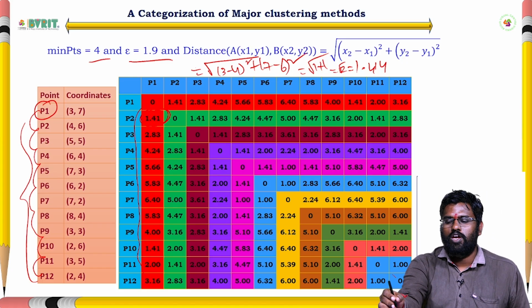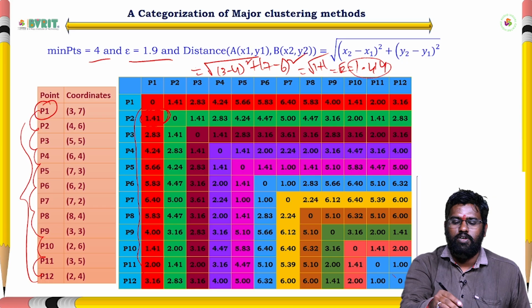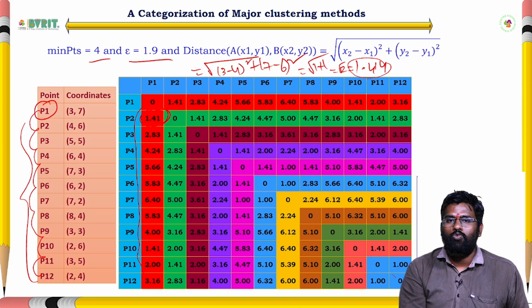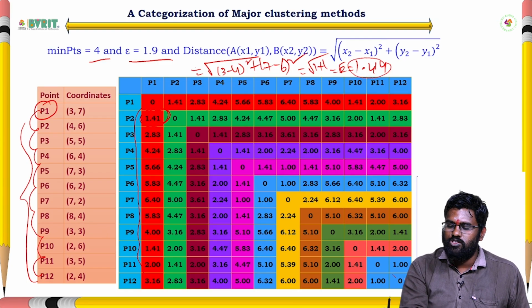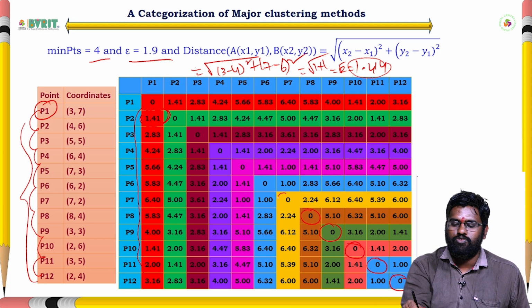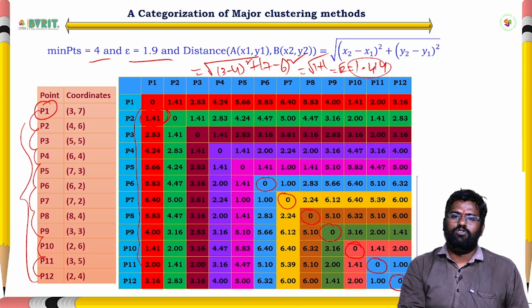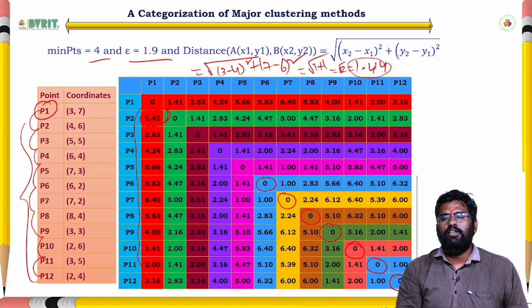Similarly, we have to calculate all the values like this: P1 with all the points, P2 with all the points, P3 with all the points. We don't need to calculate P1 with P1, P2 with P2, P3 with P3. Why? Because if you calculate them, those values will be 0. So P12 with P12 is 0, P11 with P11 is 0, P10 with P10 is 0. Like this, all these values will be 0, because the values are compared with themselves, so we get the square root of 0. Like this we calculate the distances.